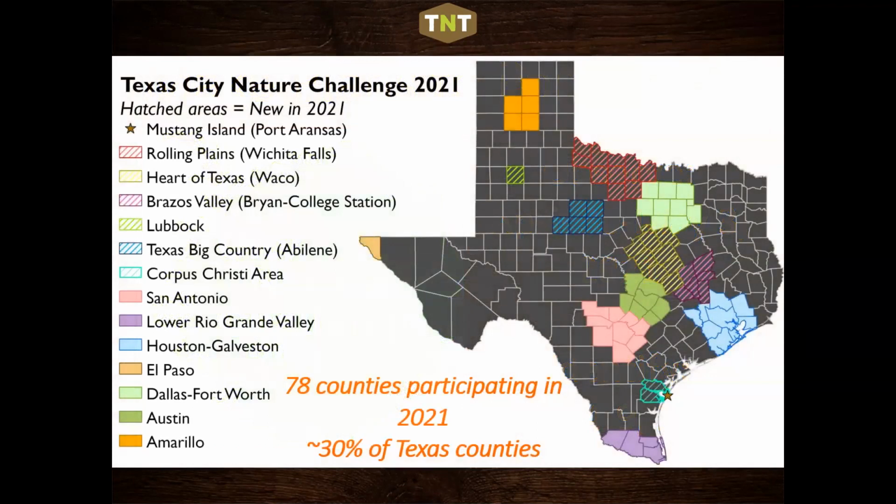And this year we've kind of blown the doors wide open for City Nature Challenge across the state of Texas. Last year we had 5 cities or 7 cities. I think the year before that maybe 5 or 6. We are now up to 13 plus Mustang Island. You can see all the different locations around the state, including you all in the Houston area. It's amazing how many people, 78 counties, about 30% of Texas counties are participating, and a whole lot of potential participants in each one of these metro areas.